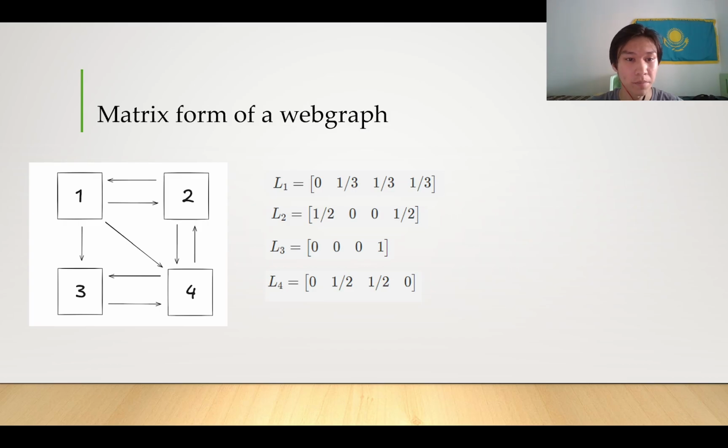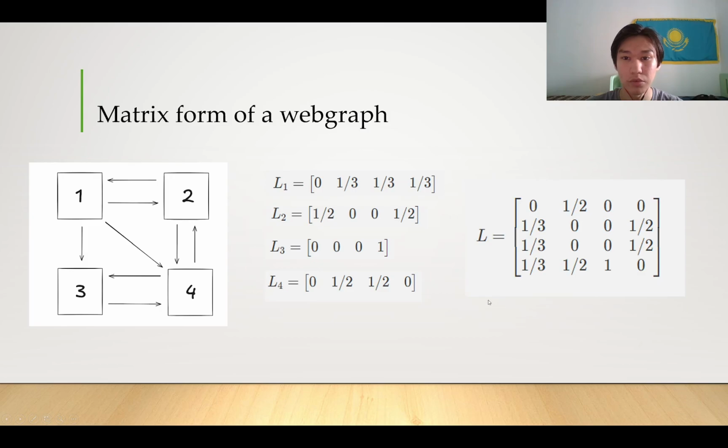and combined together they can give us a matrix of the whole system of a web graph. So this is our matrix named L. Each column of this matrix shows the pages the current page is linked to. So for example, if we take the second web page, we can see that it is linked to the first and fourth web page, and the probability of redirecting to them is equal, which is 1/2.